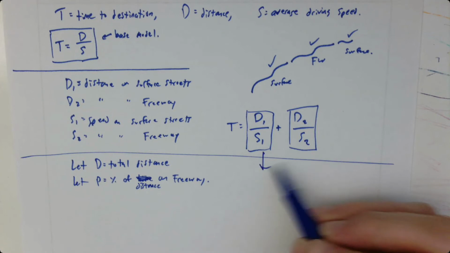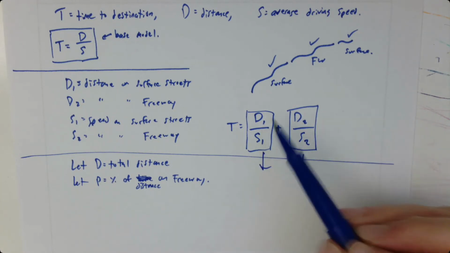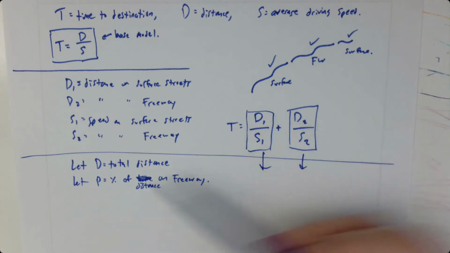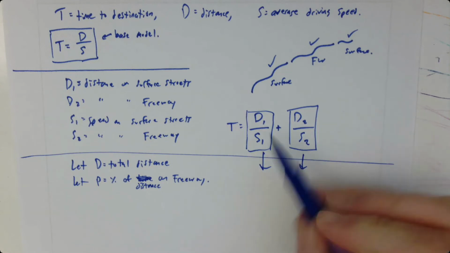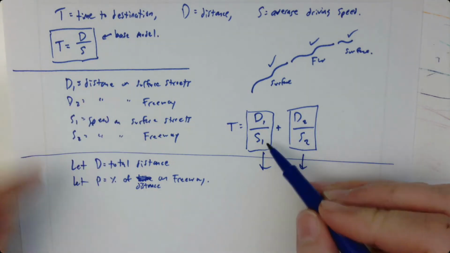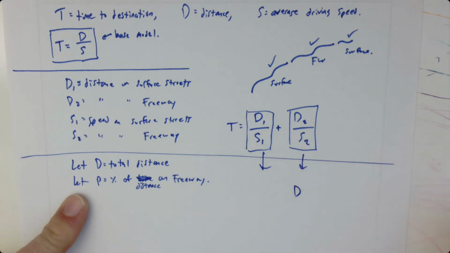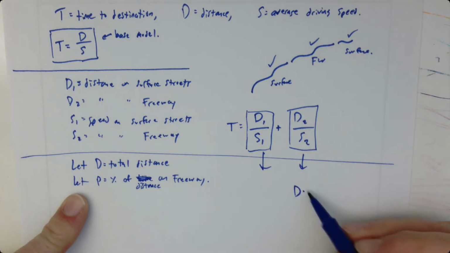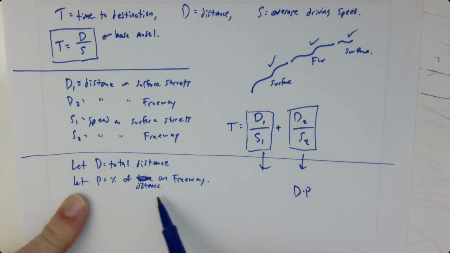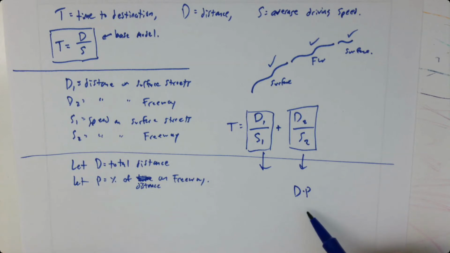So I can take this same kind of model, but I'll figure out what D1 is in terms of these other variables. So D1 was what? It was surface streets. So let's do freeway first. If I have a total distance and I multiply it by P, which is the percent of my total distance spent on the freeway, D times P should give me the total distance spent on the freeway.